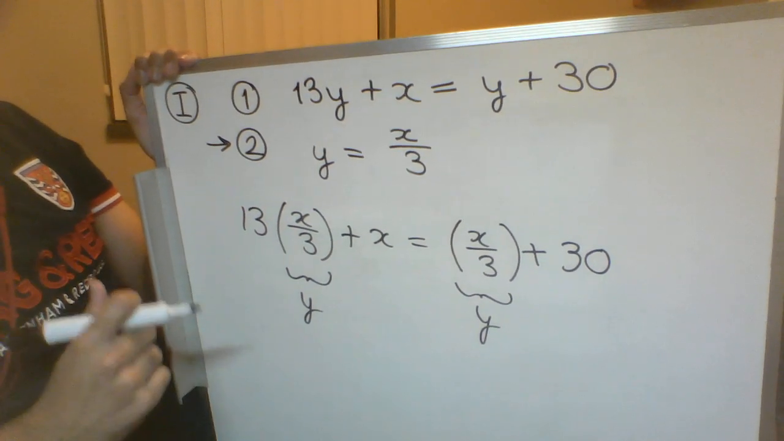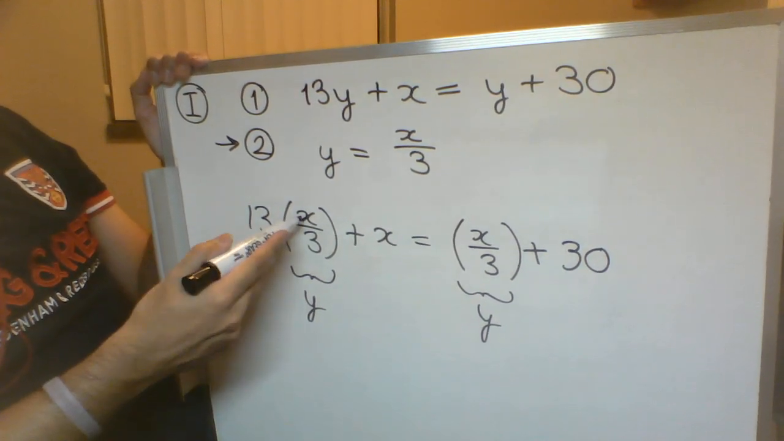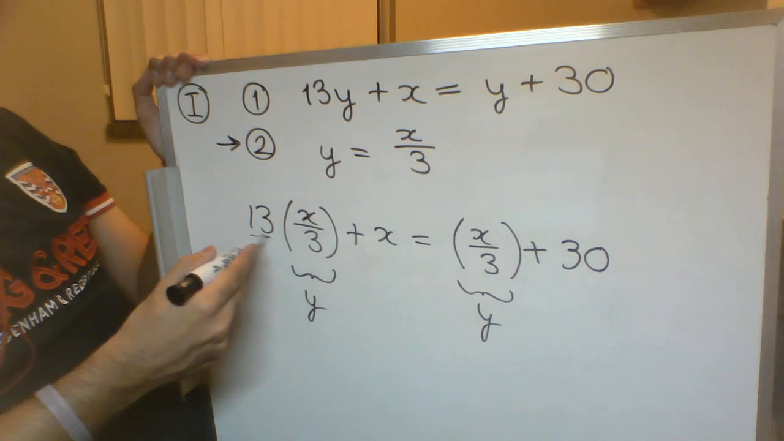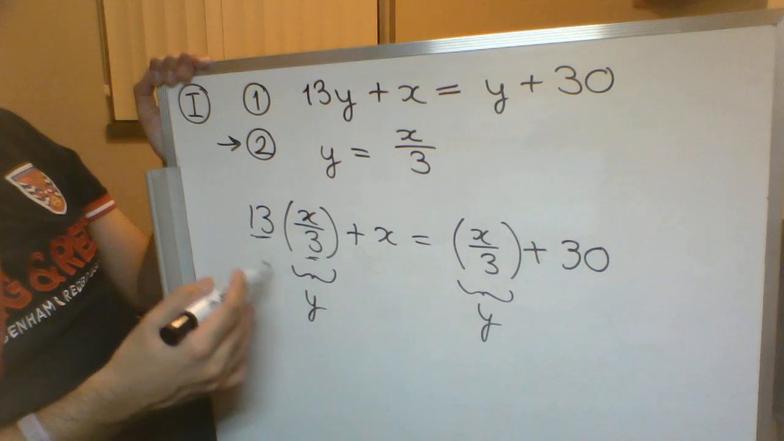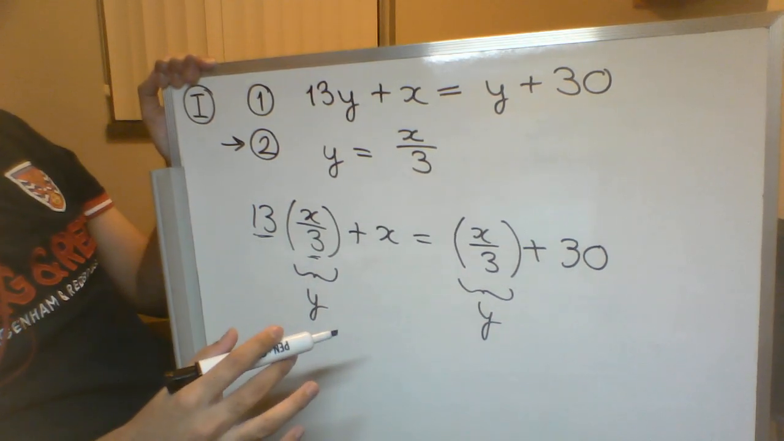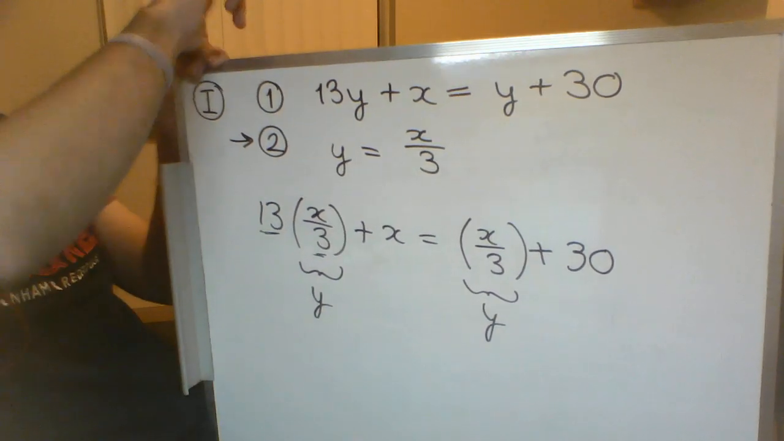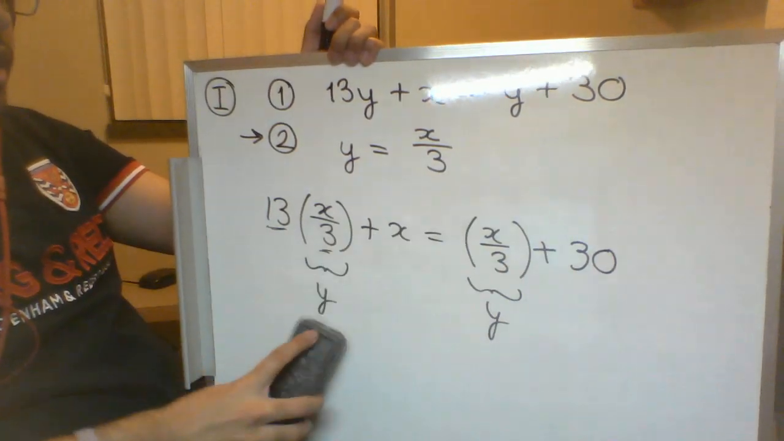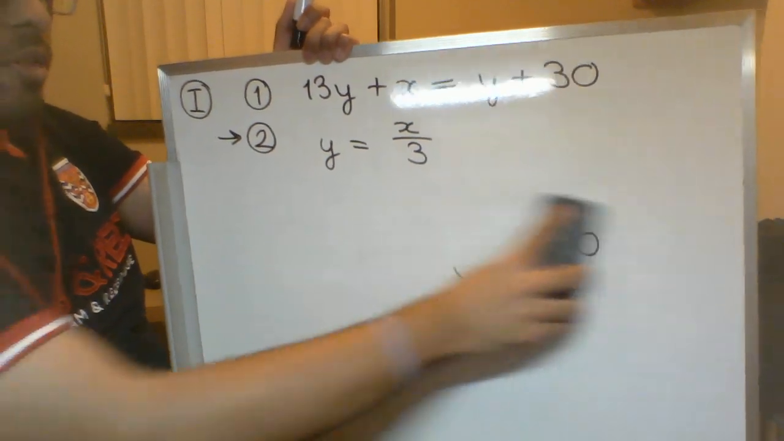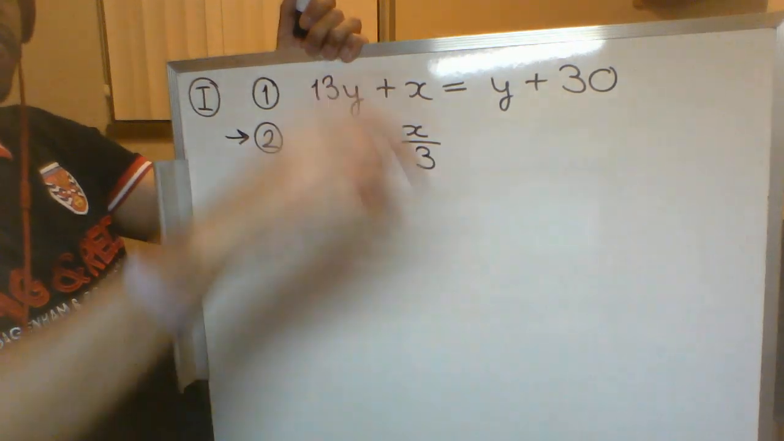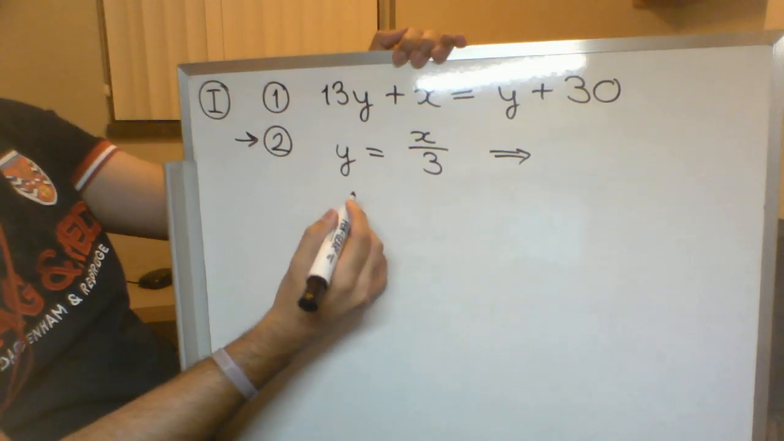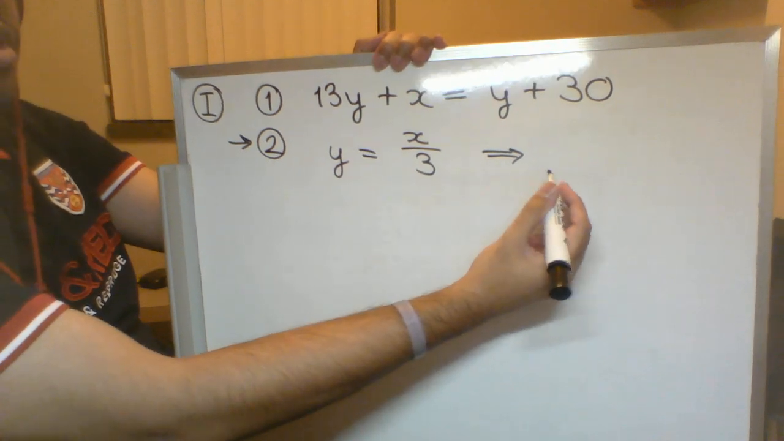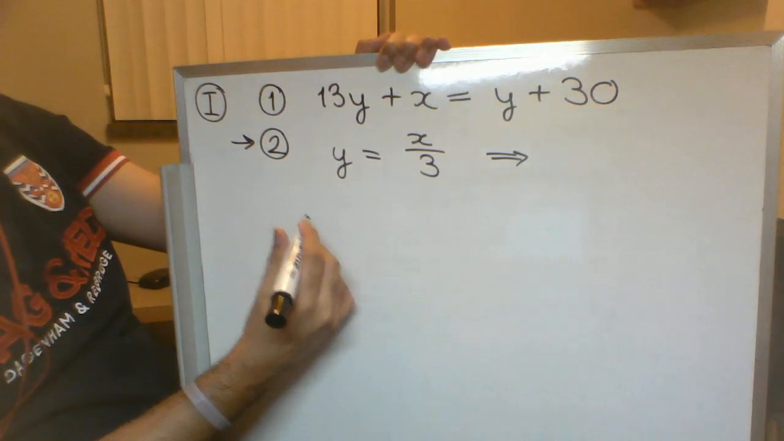However, I don't like it that way. I don't want to be dealing with 13 times x divided by 3. 13 is a prime number. It's not going to be divided nicely by 3. We're going to end up with some weird fractions or decimals. It's not going to be a fun time. So the way I'm going to do it is, even though equation 2 is already solved for y, I'm going to adjust it and solve it for x. I'm just going to rewrite the same equation over there, but in a different form.